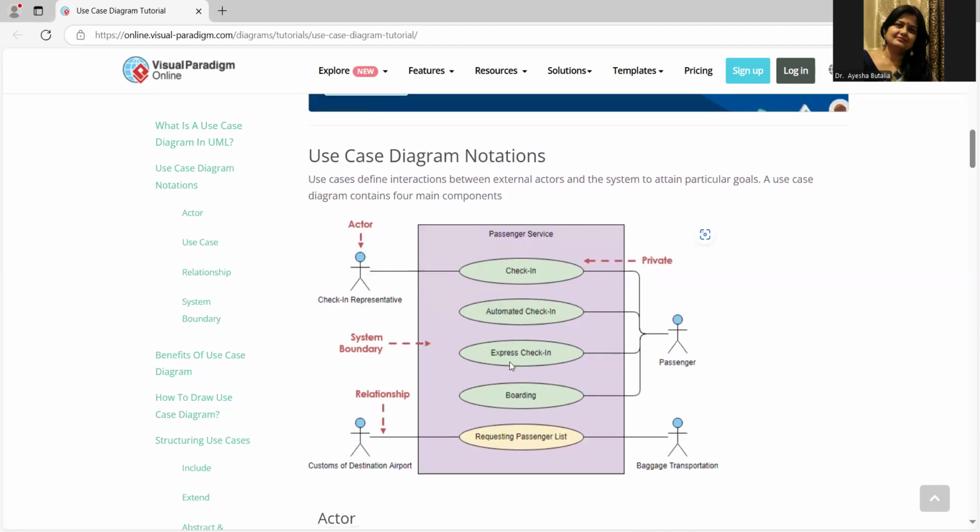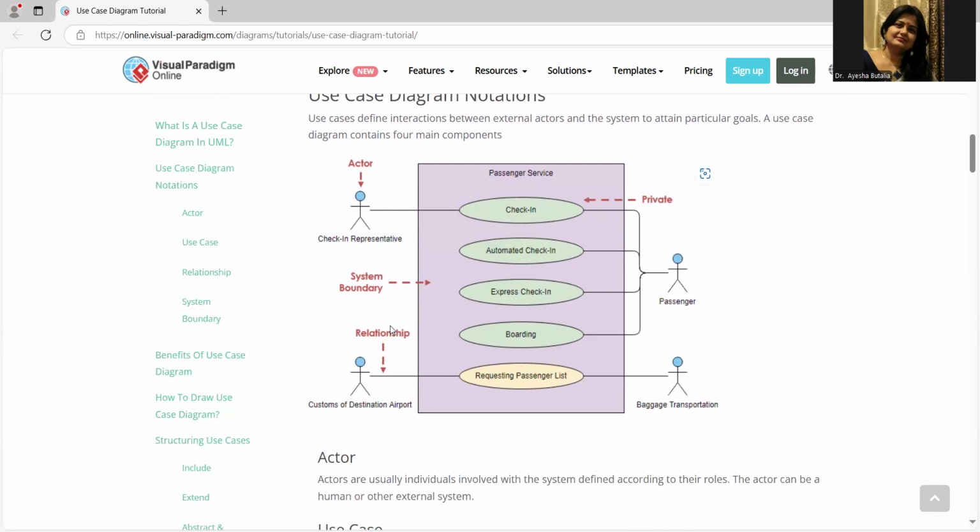So coming to this, we have again the actors represented here as shown. So this is the check-in representative. This is the customer destination. Now this is basically the case study of the airline. So in the airline service, we have a passenger service as the sub-module, which we are representing here, designed as a use case. So there is a passenger as an actor. This is baggage transportation as an actor. And these are the various use cases.